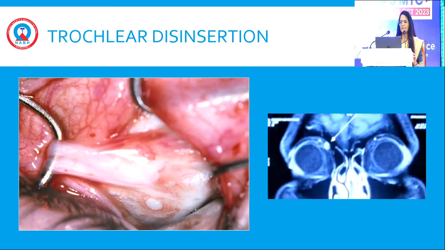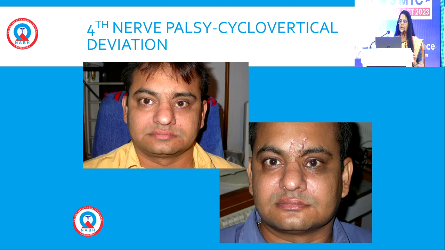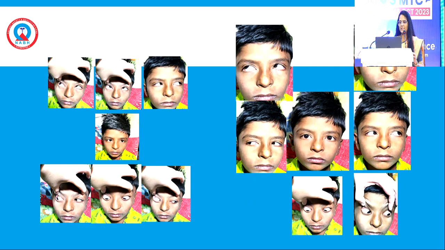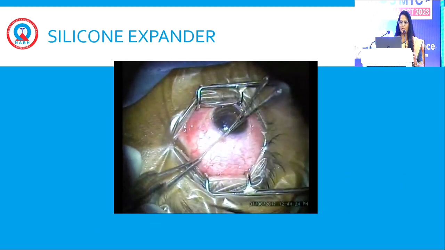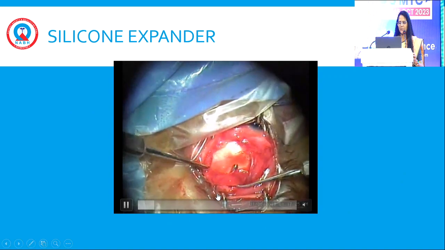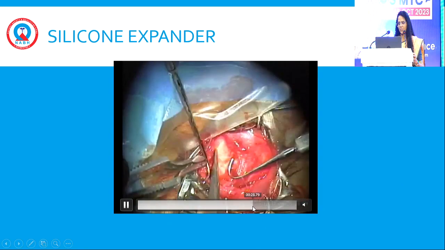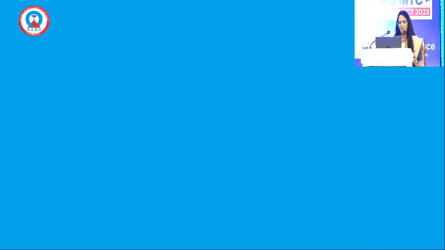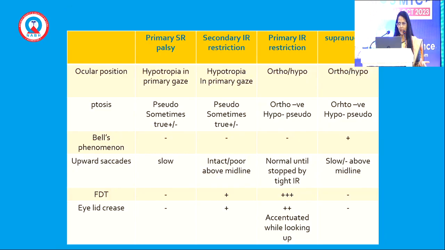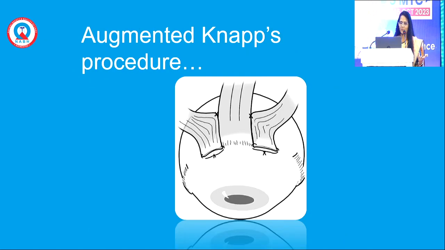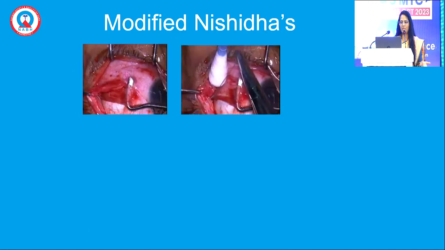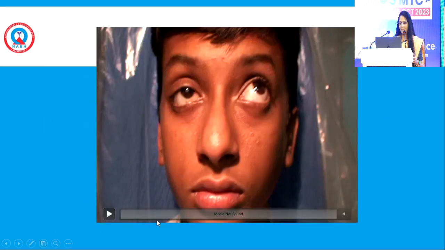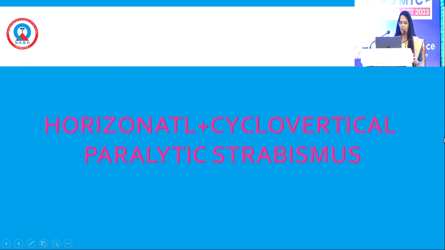Fourth nerve palsy, that is a traumatic fourth nerve palsy, and trochlear disinsertion also can cause this. SO overaction will be in IO palsy, which is very, very rare, but still we got 1 or 2 patients. In this patient we had done a silicone expander in SO with non-absorbable suture, and that worked very well. So this is post-operatively. MEDS, I'll not talk too much about that because it is separate, and this is again an algorithm of MEDS, what techniques we are doing, including modified Nishida's technique, which works very well especially with MEDS. So you need to take care of everything when you do.